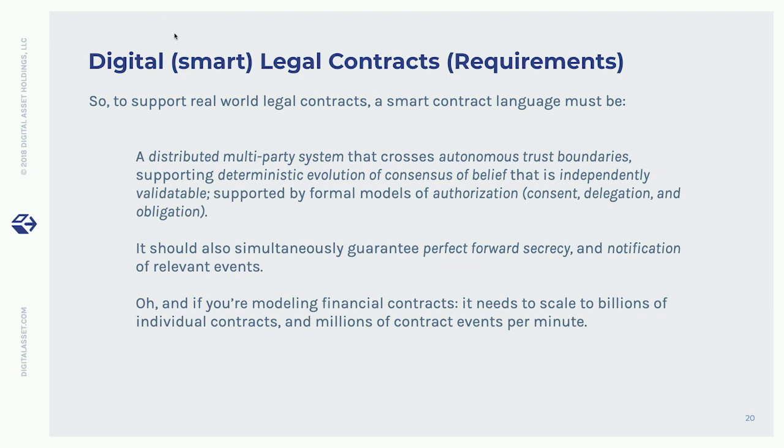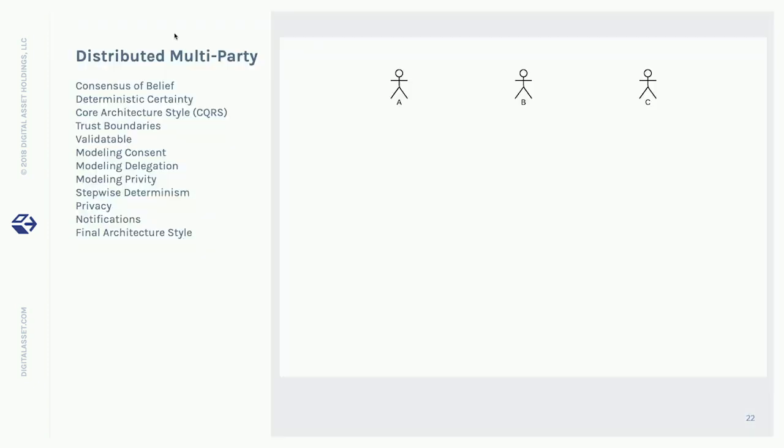Oh, and as well as that, if you're dealing with large financial infrastructure projects, you also need to scale to billions of contracts, and you need to scale to millions of contract events per minute. So let's quickly go through the architecture that we derive from these requirements.